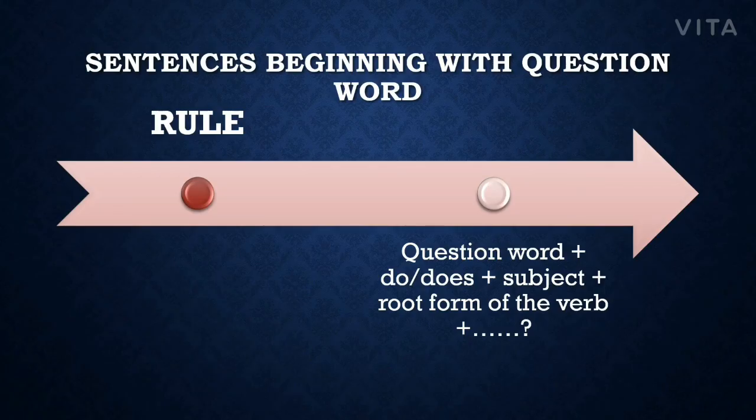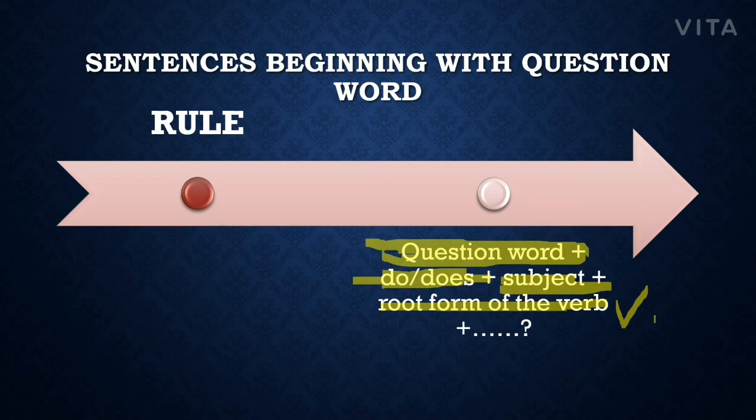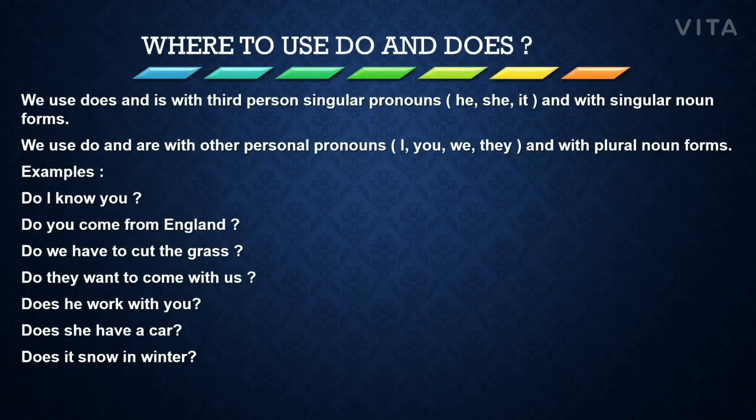Clear students? Now if the sentences come to you with a question word, then what will be the rule? So students, in such cases, first of all you will be using the question word. Clear? Means whatever question word is given to you, what, who, whom, these types of words are the question words. So you will be using question word plus do or does, means either do will come or does will come, plus subject plus root form of the verb. What is the root form of the verb? V1. Clear? Now you are generally confused about where to use do and where to use does. So students, with third person singular pronouns, you use does. Clear?